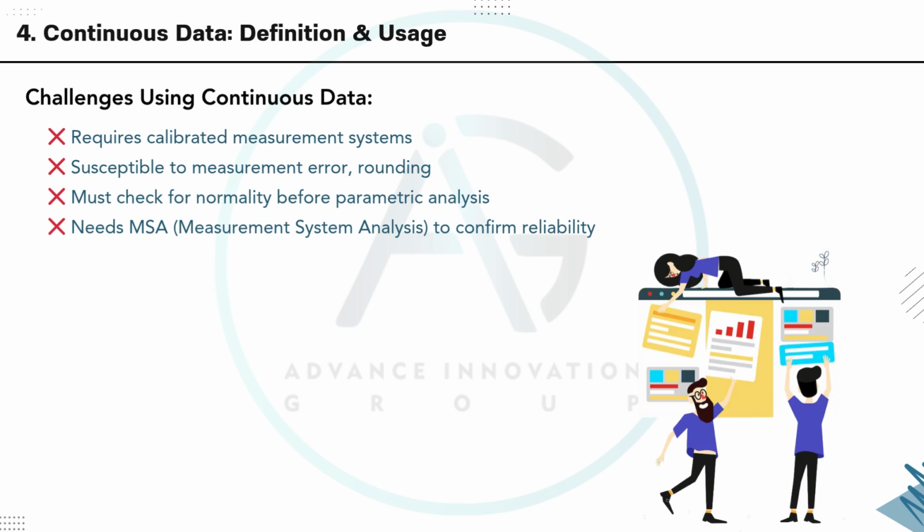Before using parametric statistical tools, we must check for normality. Many of these methods assume that the data follows a normal distribution. And finally, we need to perform a measurement system analysis, or MSA. This ensures that the way we're collecting data is reliable and consistent. So while continuous data gives us richer insights, it also demands more care in measurement and analysis.